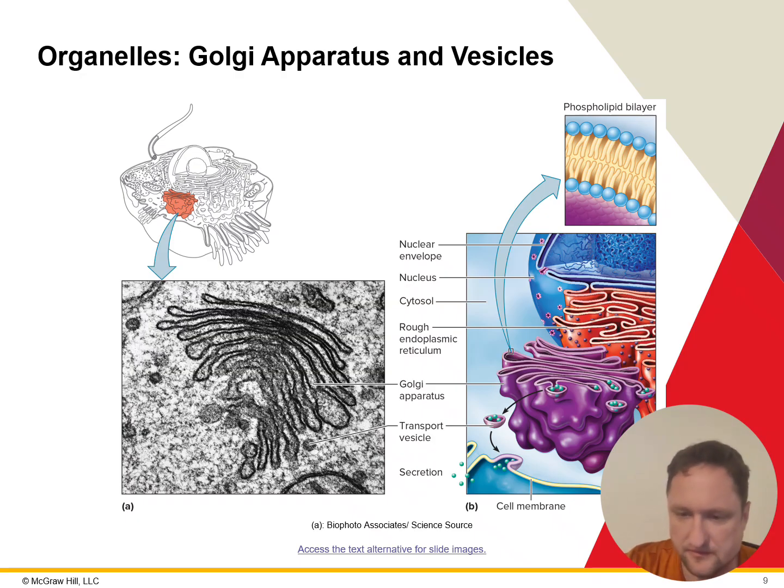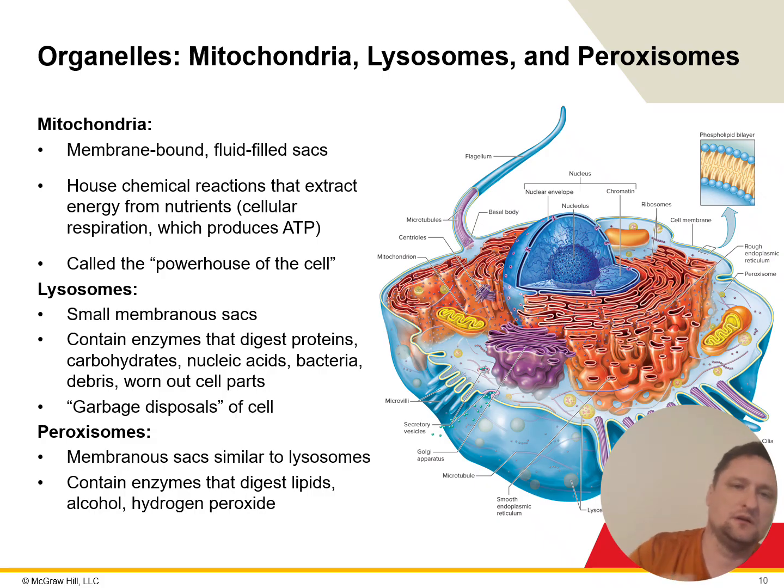Okay, so closer-in pictures of the Golgi apparatus and the vesicles. Okay, mitochondria, lysosomes, and peroxisomes. So mitochondria are often referred to as the powerhouse of the cell because they generate ATP through cellular respiration. They have a double membrane, and their double membrane allows for the separation of different metabolic processes, and their inner folds, called cristae, increase surface area for energy production.